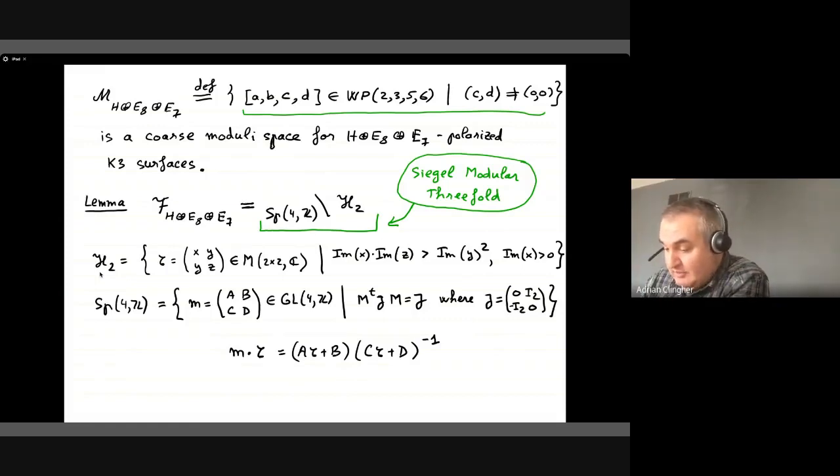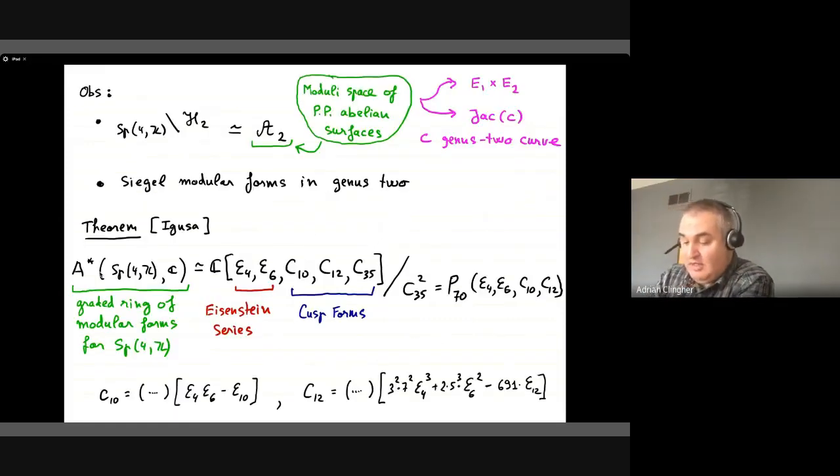And these 4 coefficients A, B, C, D turn out to be related to the so-called Igusa modular forms for Sp(4). So they can be described explicitly in terms of the generators of the ring of even modular forms for Sp(4).